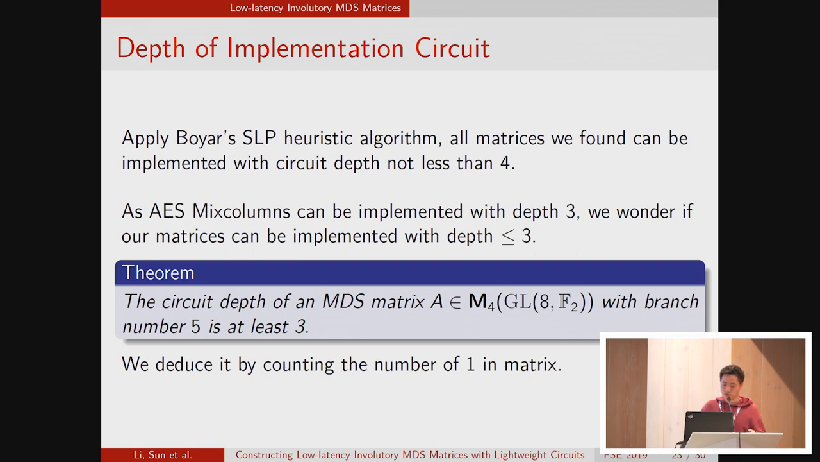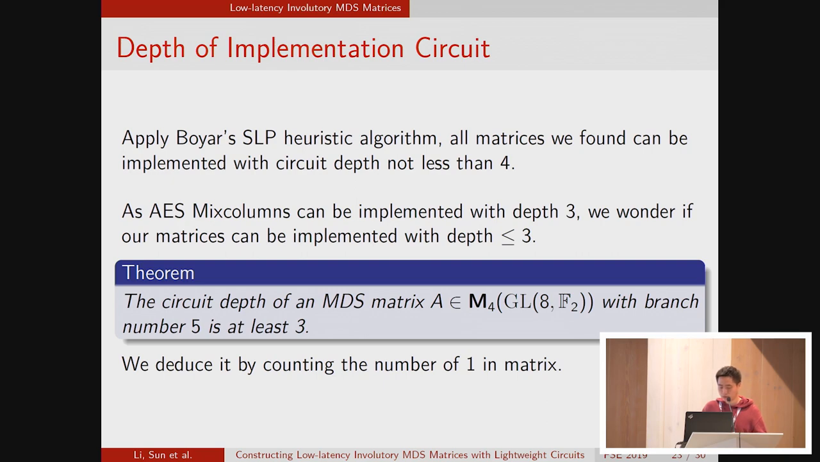As we said, we get 5,550 MDS matrices in the third section, and we apply Boyer's SLP heuristic algorithm to all matrices, and we found the implementation depth is not less than 4. But AES MixColumns can be implemented with depth 3. So we wonder if our matrices can be implemented with depth no bigger than 3.